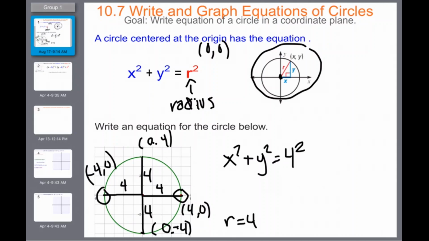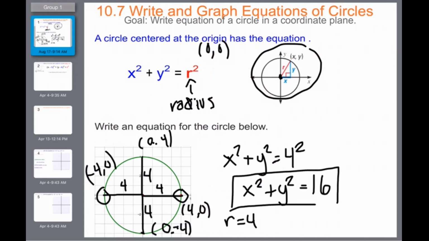So we have r squared, so 4 squared, and then we can actually work that out. 4 squared is 16. This would be the equation of our circle that's pictured right here. All this tells us is that it's centered at the origin, so that's going to be our center, and that it has a radius of 4, because we can square root 16 back to get 4.